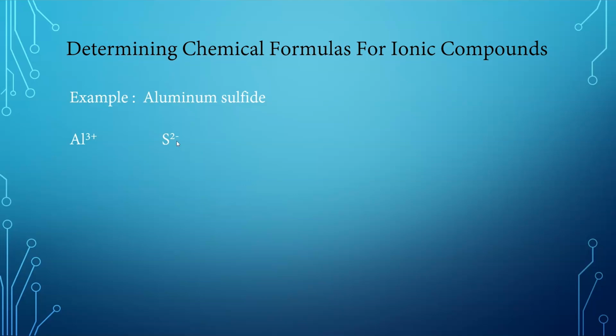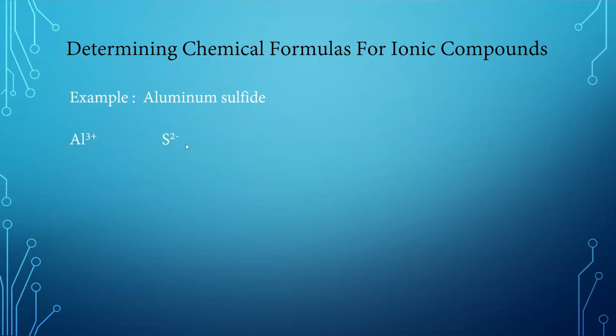Now this one's a little more complicated because of this odd-even combination. This sometimes gives students a little bit of trouble. 2 sulfides would be too many negatives, but 1 is not enough. So we're going to use a trick like you guys have used in math since elementary school, and that is to find a common multiple for 2 and 3.